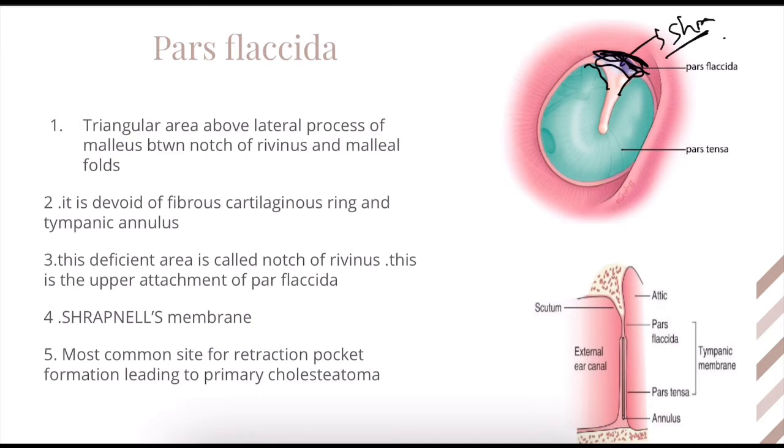As pars flaccida is flaccid, it is more susceptible to retraction whenever the pressure in the middle ear becomes negative due to eustachian tube blockage. Hence, this is the most common site for retraction pocket formation, which leads to primary cholesteatoma formation.